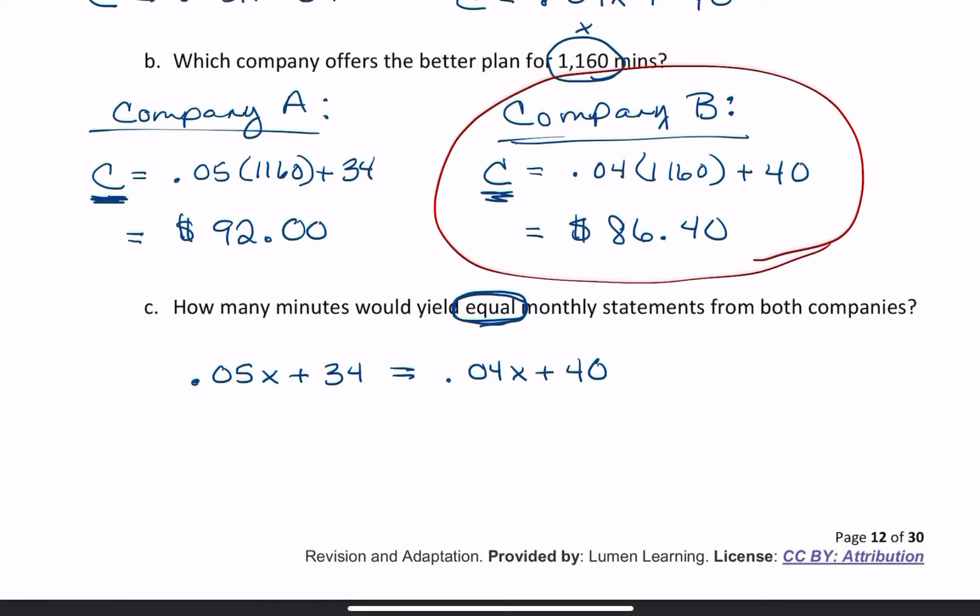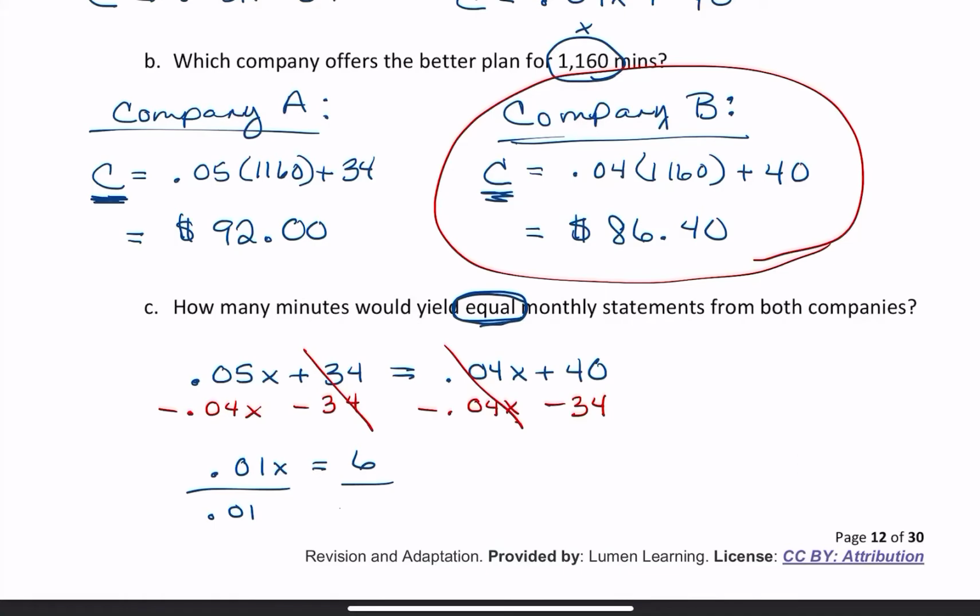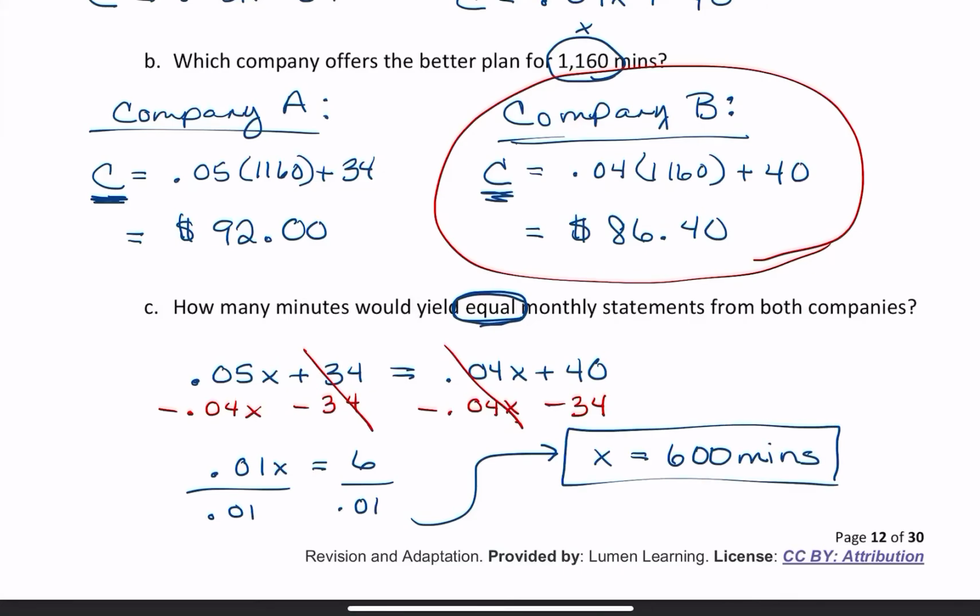So solving here, I'm going to subtract 0.04x from both sides, and at the same time, I'm going to subtract 34 from both sides. So what that will leave me with is 0.01x equals 6. And then when I divide by 0.01, that's going to move my decimal 2 places. So x is going to equal 600. So at 600 minutes, the two cell phone companies cost the same.